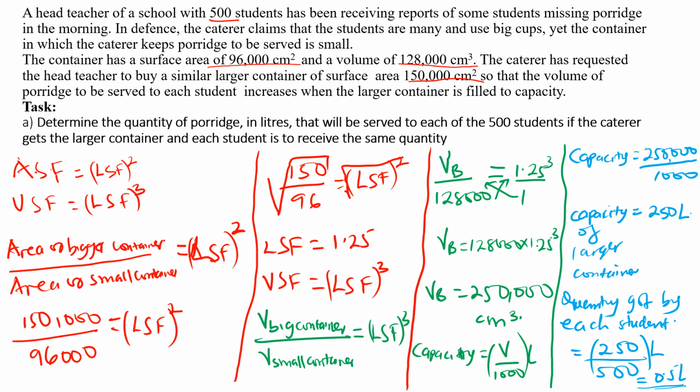So after reaching there, remember you have to give a conclusion. You will say that each student will receive 0.5 liters. That's how we had to respond to this item, which required using the area scale factor and at the same time the volume scale factor, which we learned under the topic of similarities and enlargement in senior 2.